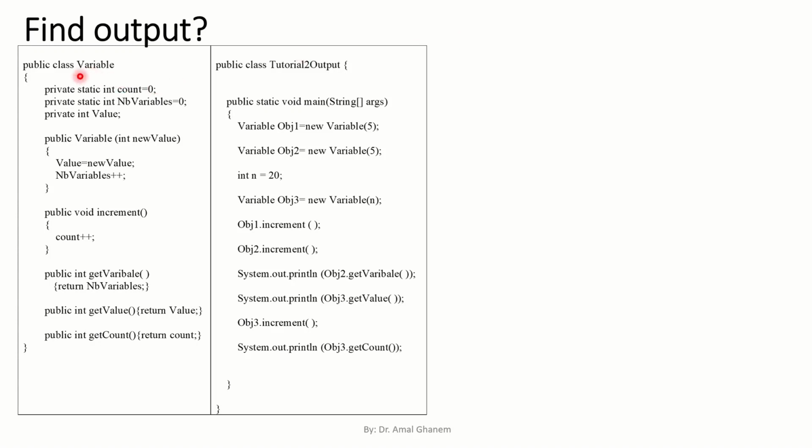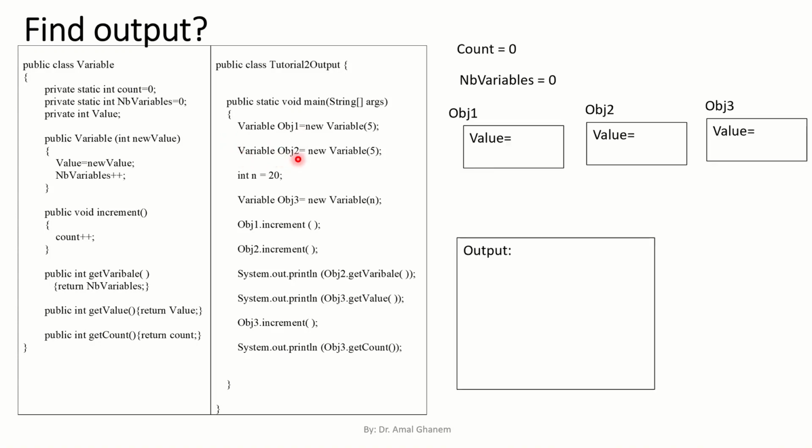So let's go and do the class together. We will have the following in the main method: variable object 1 and variable object 2. I will have object 1, and we will have object 2 created. When we say object 1, it means I should have value, and I should have number of variables and count. Number of variables and count are initialized to 0 as static variables.